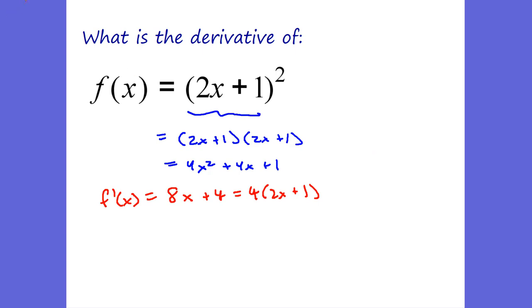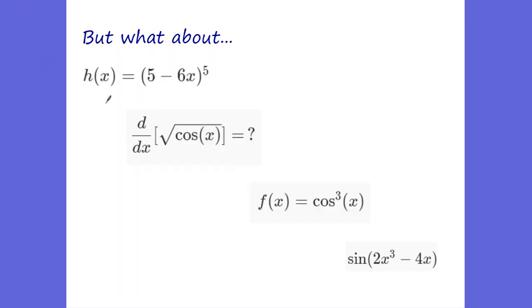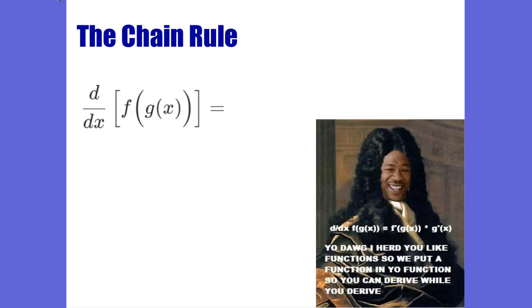Now, what happens when we get things like this? 5 minus 6x to the 5th power. Do you really want to FOIL all of that out? I don't want to. What about when we have the square root of cosine of x? How do we do that? There's no product rule. There's nothing being multiplied in there. What about cosine cubed of x? Are we really going to do the product rule 3 times for cosine cubed of x? What about sine of 2x cubed minus 4? We don't know about these things, and so we have to use what's called the chain rule.